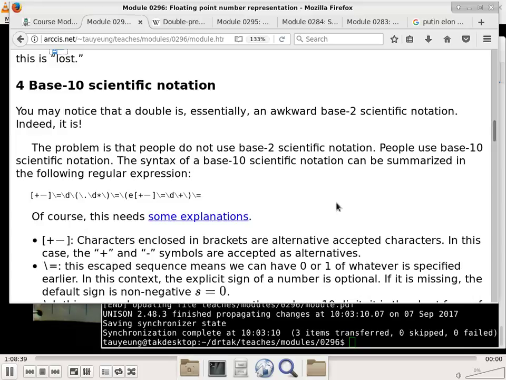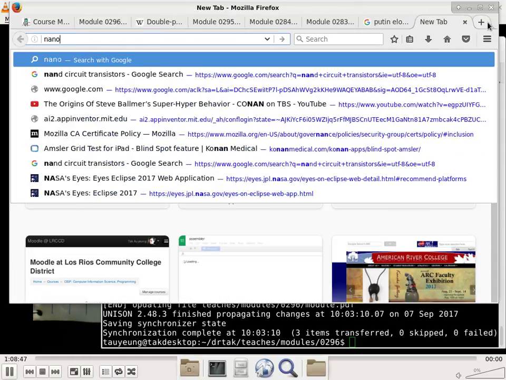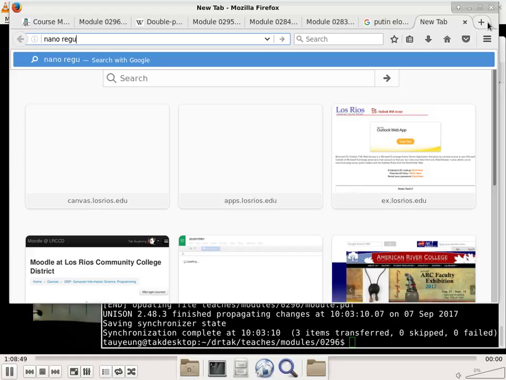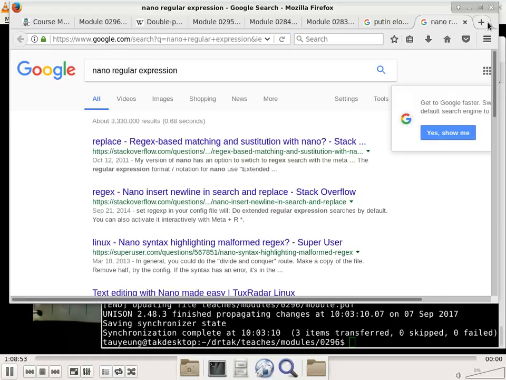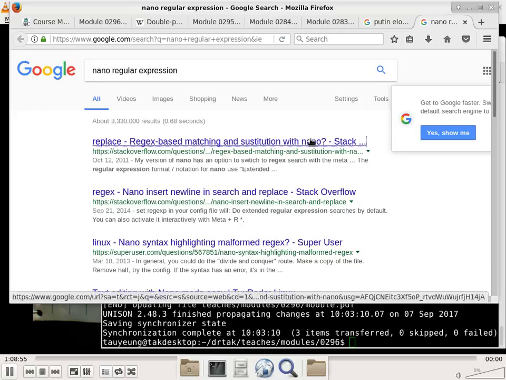Do they also go to Nano since it's VI? No, I don't think Nano can deal with regular expression, but you can search for that. Nano regular expression. Okay.